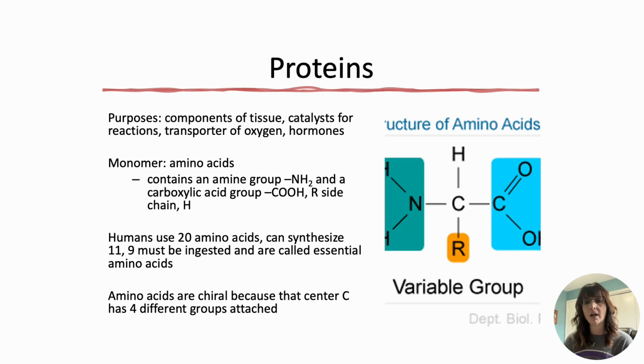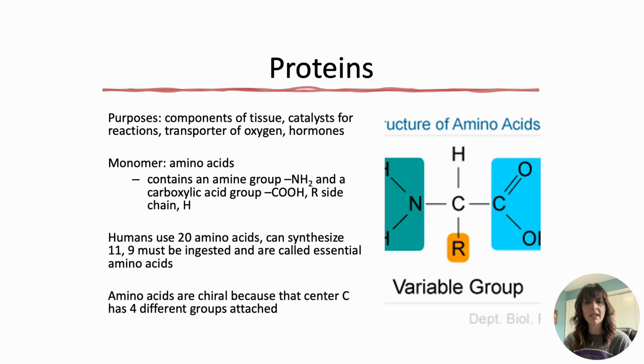Proteins have many jobs in our body, including being a component of tissue, a catalyst for reactions, transporting oxygen, and hormones, so many important aspects of our body. Amino acids are the building blocks or the monomers of proteins. Each amino acid contains 4 parts, and you learned this a long time ago back in biology.